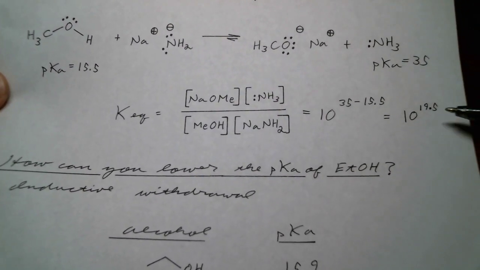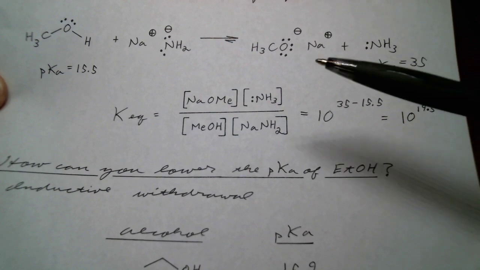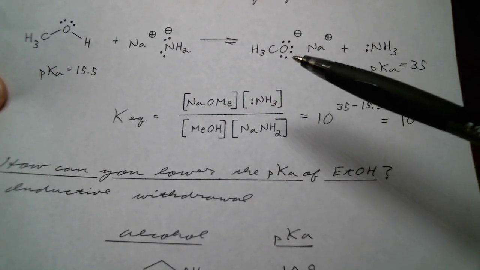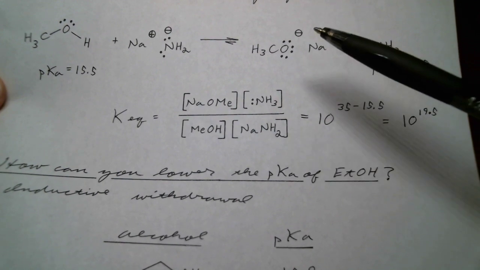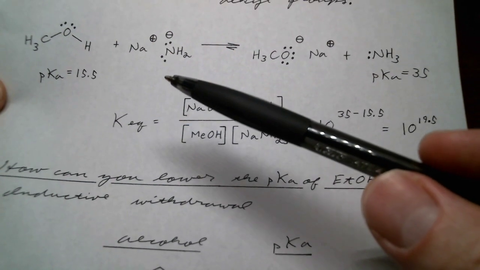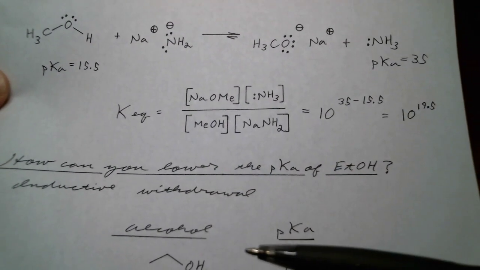So this number is greater than 1, much, much greater than 1, which means we really favor the products, right? And so at the end of our reaction, we're going to have all sodium methoxide and ammonia, and none of the sodium amide and methanol left over.